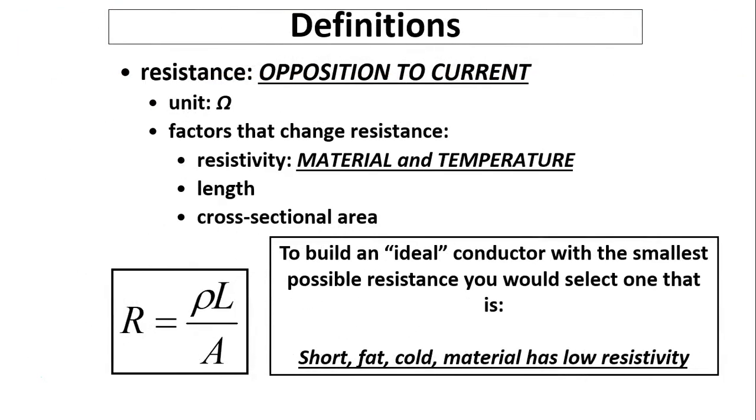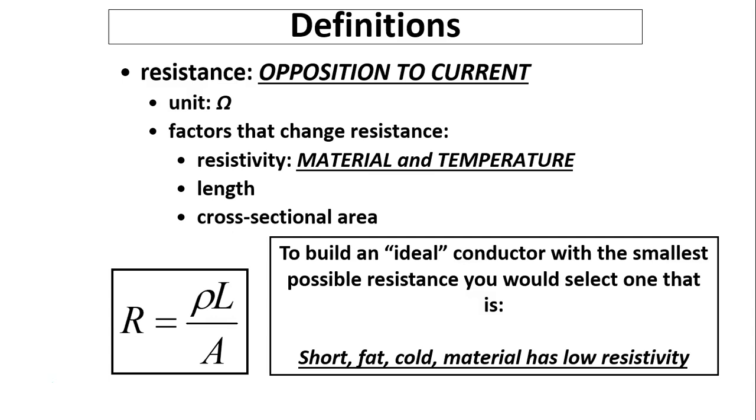Definition: resistance is defined as opposition to current. Its unit is the ohm, named after the scientist George Ohm. The factors that affect resistance are resistivity, length, and cross-sectional area.